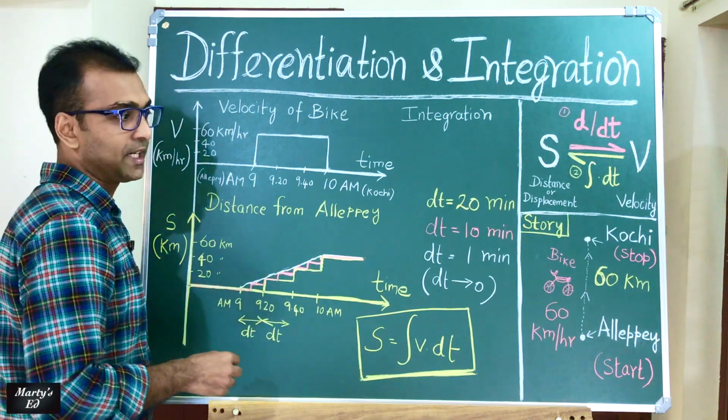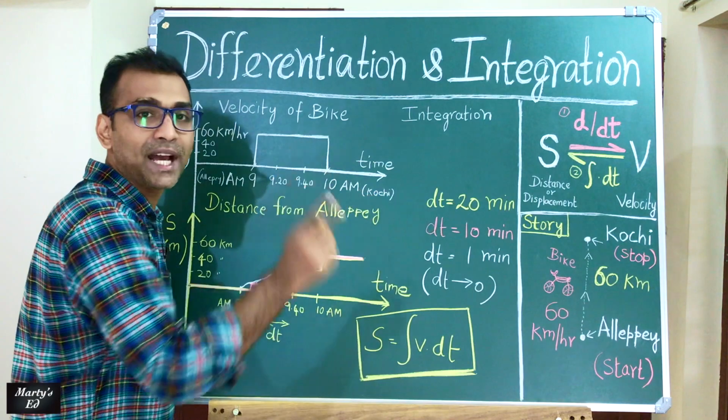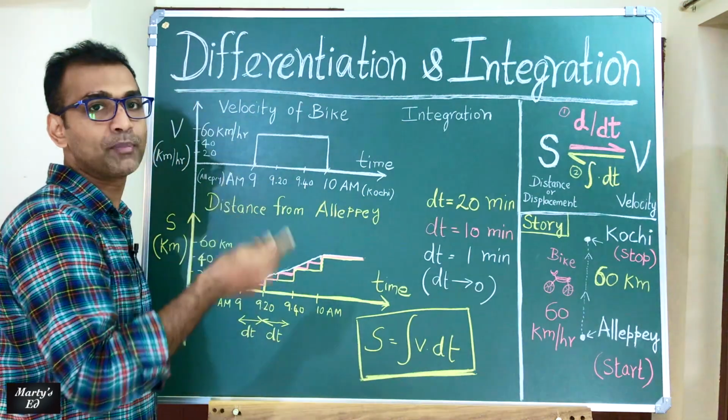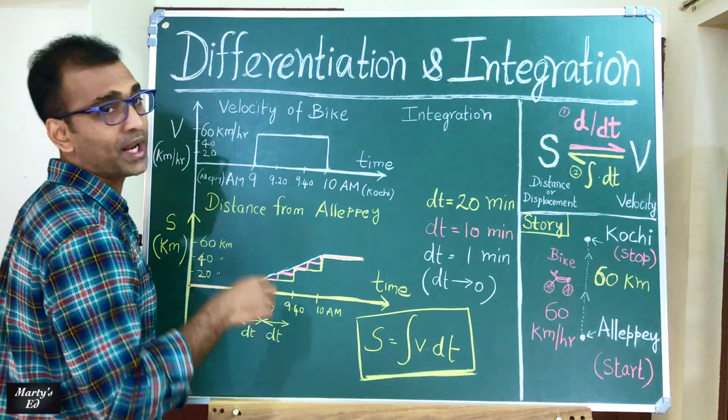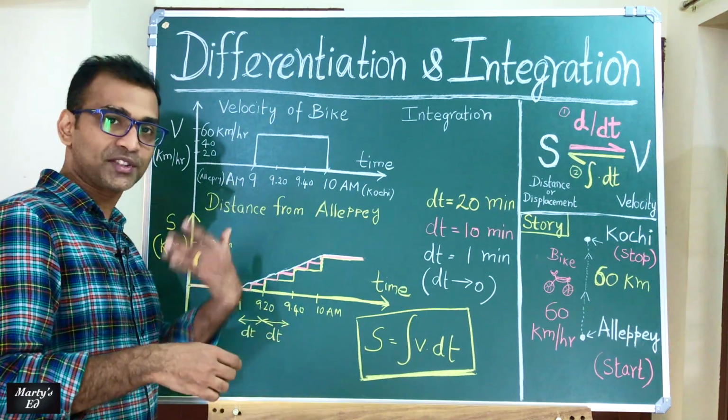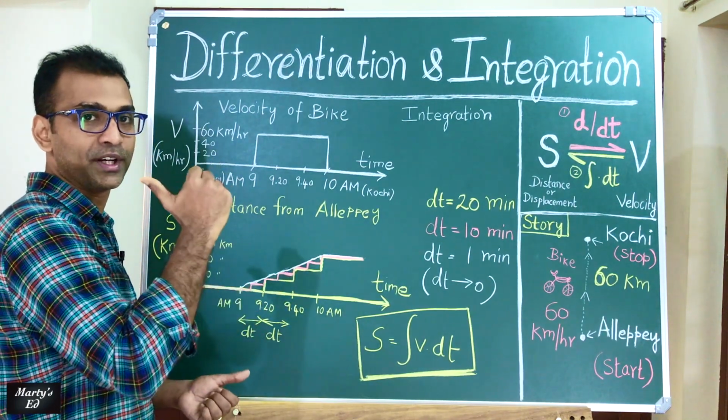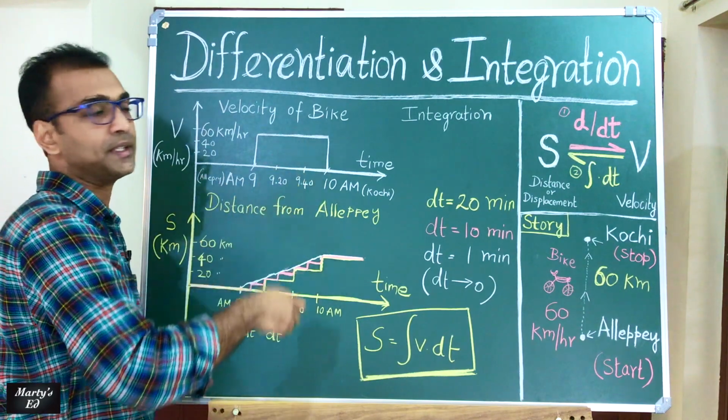Now, let me assume that I am going back to my workplace, which is in Alleppey, after 2 or 3 days. So what I'm going to do is I'm going to put the reverse gear and go in reverse at the same speed.